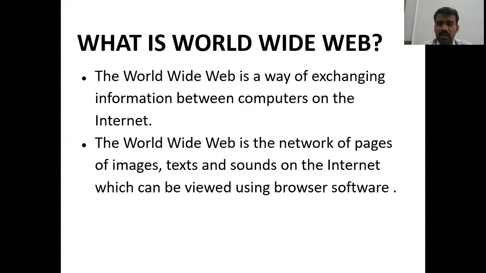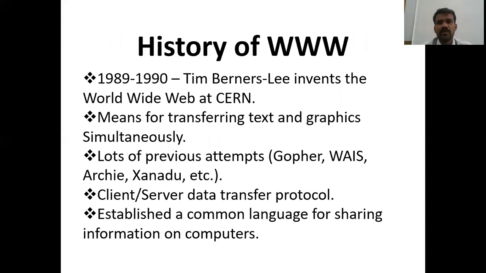Like this, we are supposed to have a browser to access the internet. Before connecting through a browser, we are supposed to have an internet connectivity. If you have internet connectivity through an ISP provider, then I can connect through a web browser, through WWW. So what is the history of WWW? We look into the history of WWW.